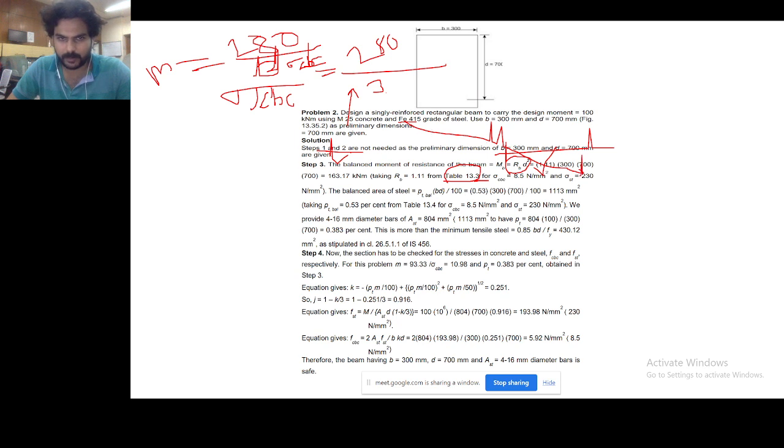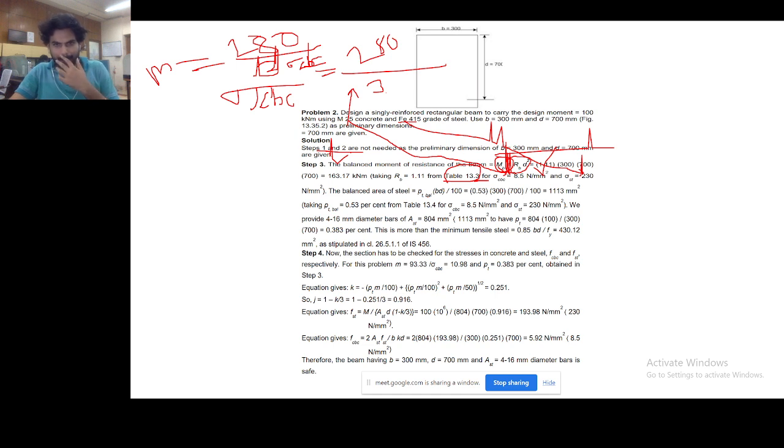If someone is very familiar with the design of this, they might have mugged up all the values to fast forward the calculations. So then we'll calculate that. Then what we will get? MB, which is the balance moment of resistance. Then the balance area of the steel we can calculate by PT BD by 100. BD we know, and the balance area of the steel we can calculate then.